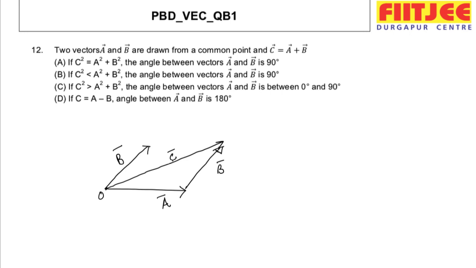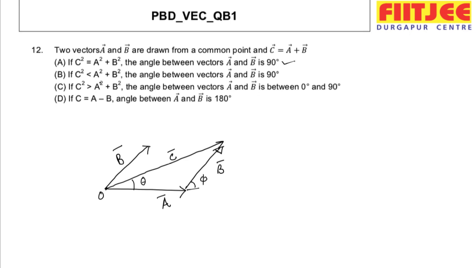So the first option says if C square equal to A square plus B square, then the angle between them is 90 degree. So that is a correct option. If this angle is theta and this angle is phi, phi is the angle between A and B. So if C square equal to A square plus B square, then phi should be 90 degree. So the angle between A and B is 90 degree.